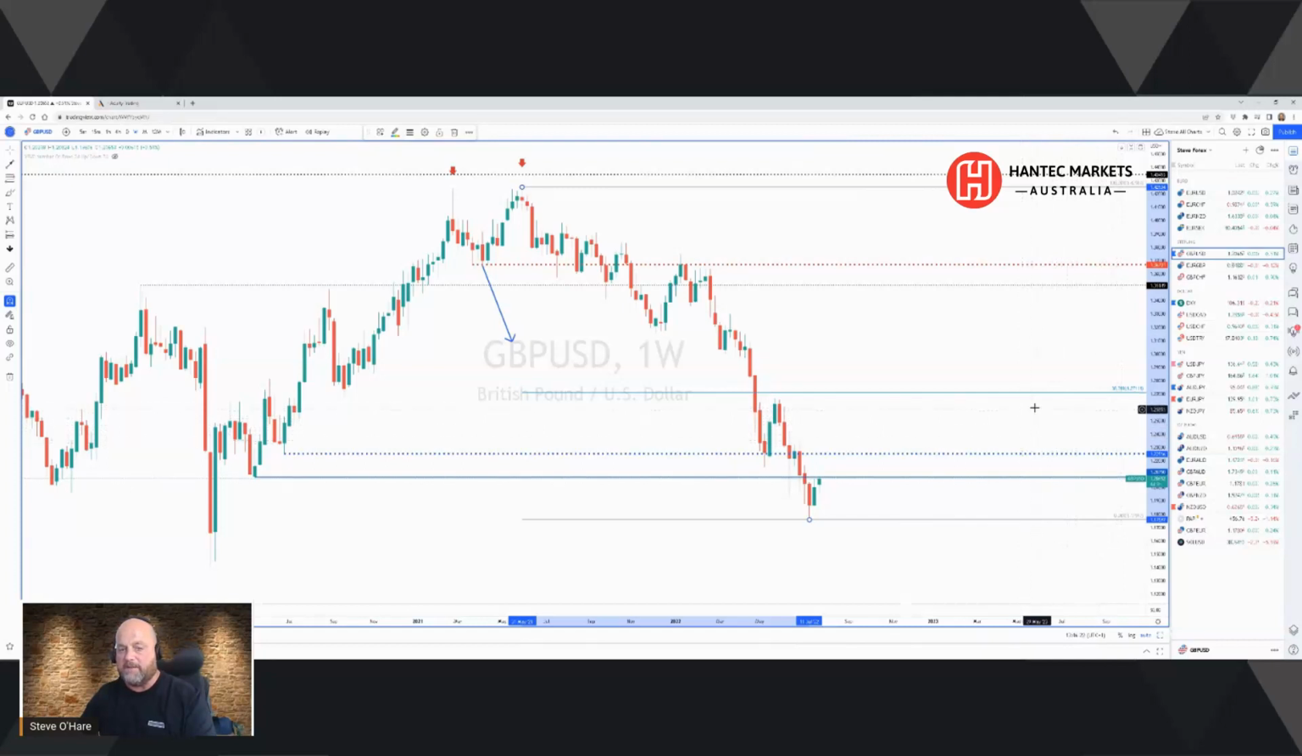So there are a number of levels to really look at on the topside if this correction does continue into the rest of the week.